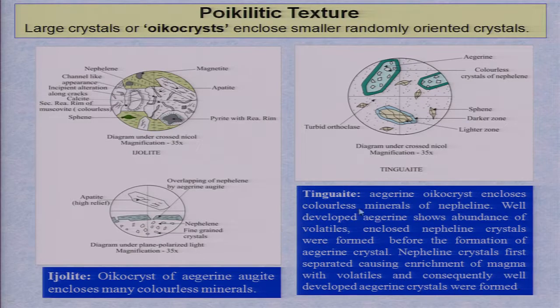See another slide here. I have drawn, based on my microscopic observation, tinguaite. Aegirine oikocryst encloses colorless minerals of nepheline. Well developed aegirine shows abundance of volatiles; the enclosed nepheline crystals were formed before the formation of aegirine crystal. Nepheline crystals first separated, causing enrichment of magma with volatiles and consequently well developed aegirine crystals were formed. These are the interpretations based on the textures.